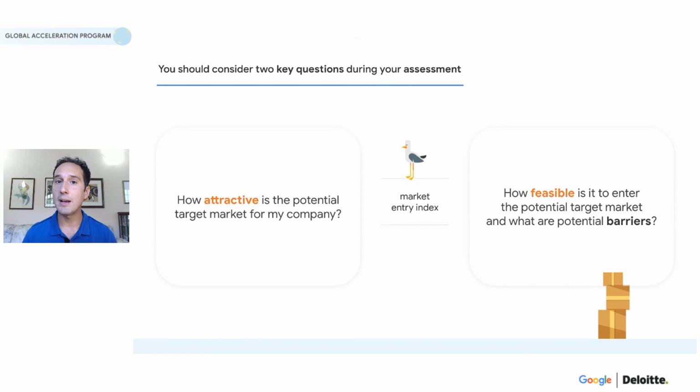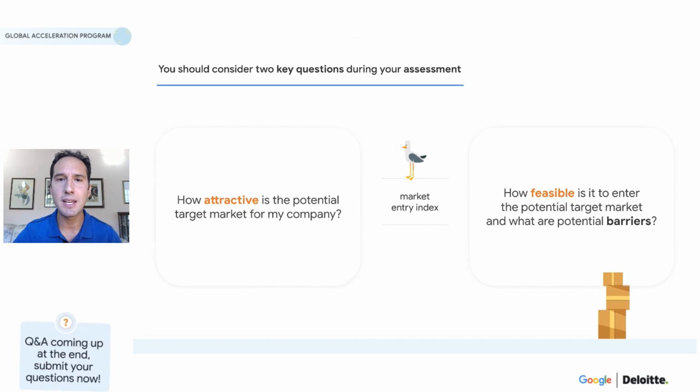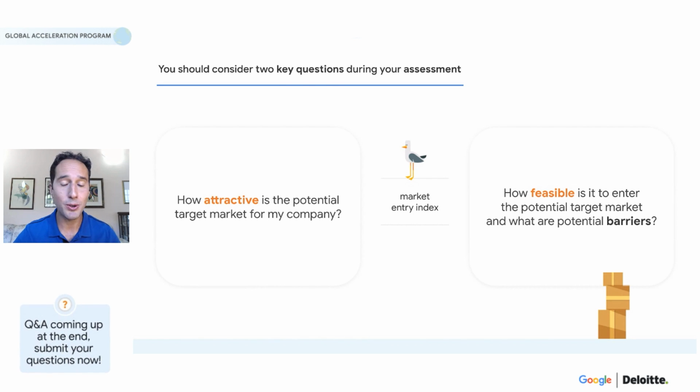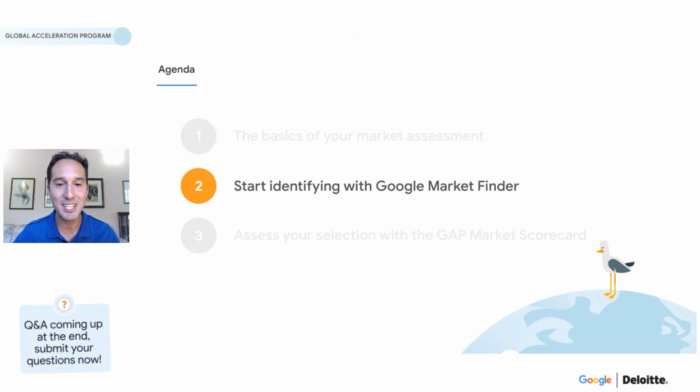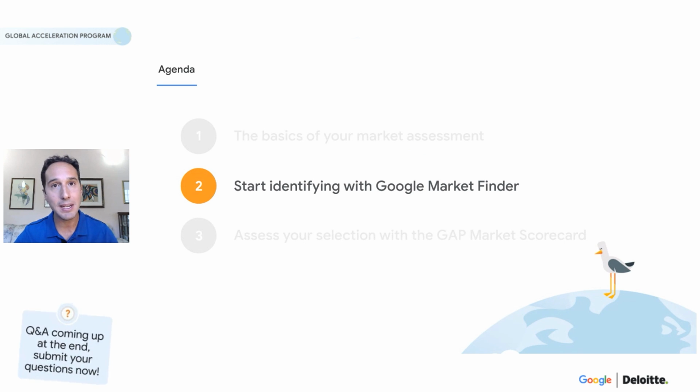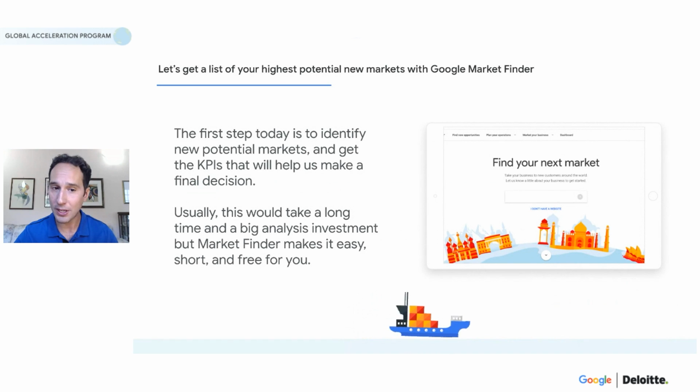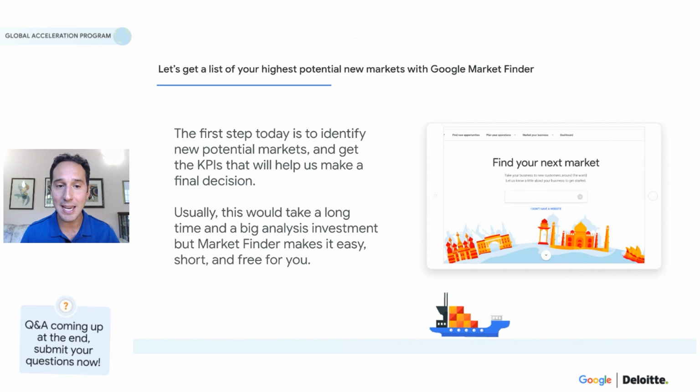Now you have to, let's say, interpret the data, because location proximity is also very important. It's going to be easier for you if you are in Austria to start selling in Germany or in Switzerland. It's going to be easier for you to understand the logistics and the legalities. So think about location proximity as well. And in the next slide, we are going to basically start identifying the markets with Market Finder. As I said, this is the first step. We're going to get some KPIs to make the final decisions and to make your investment decisions as well.